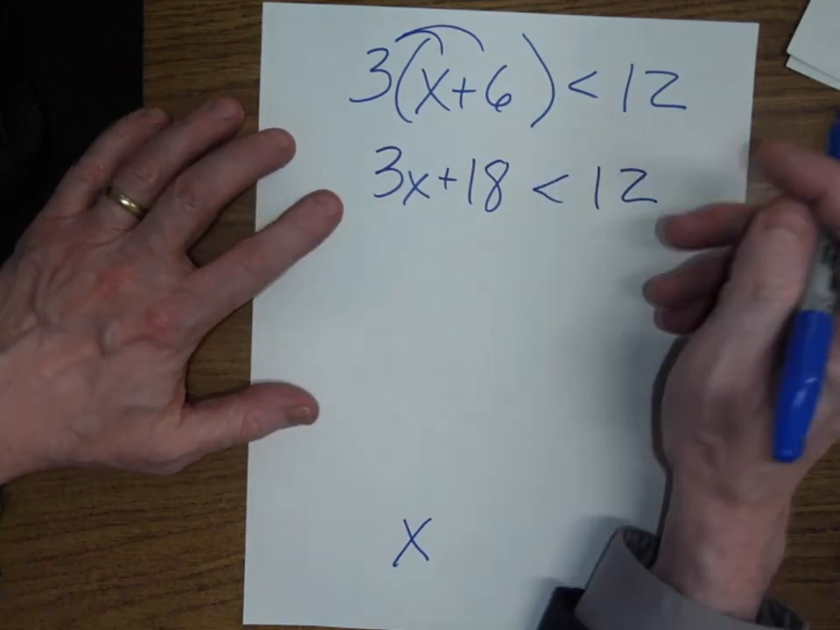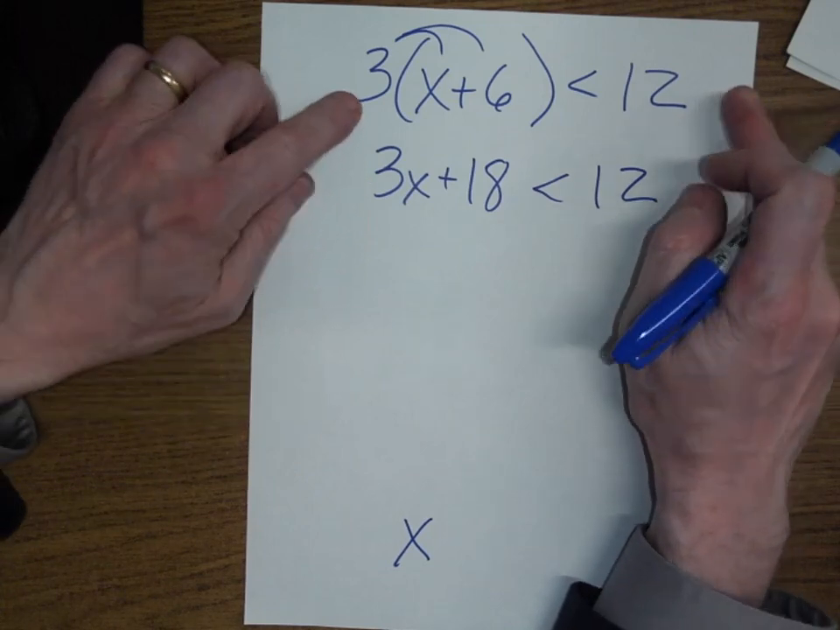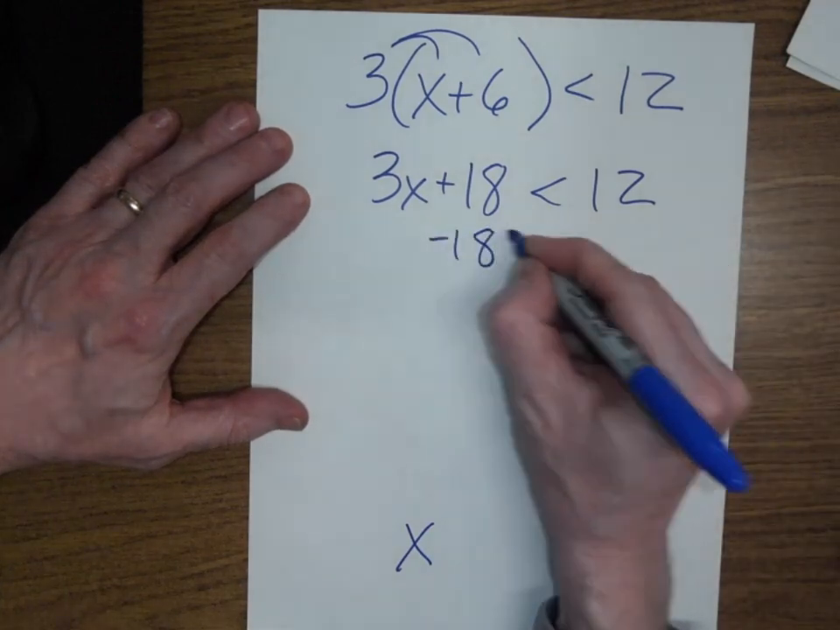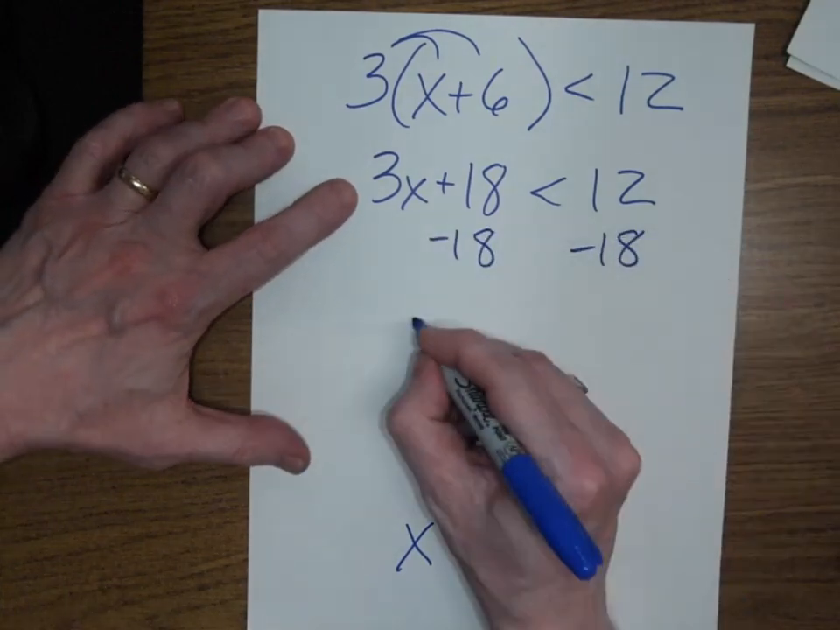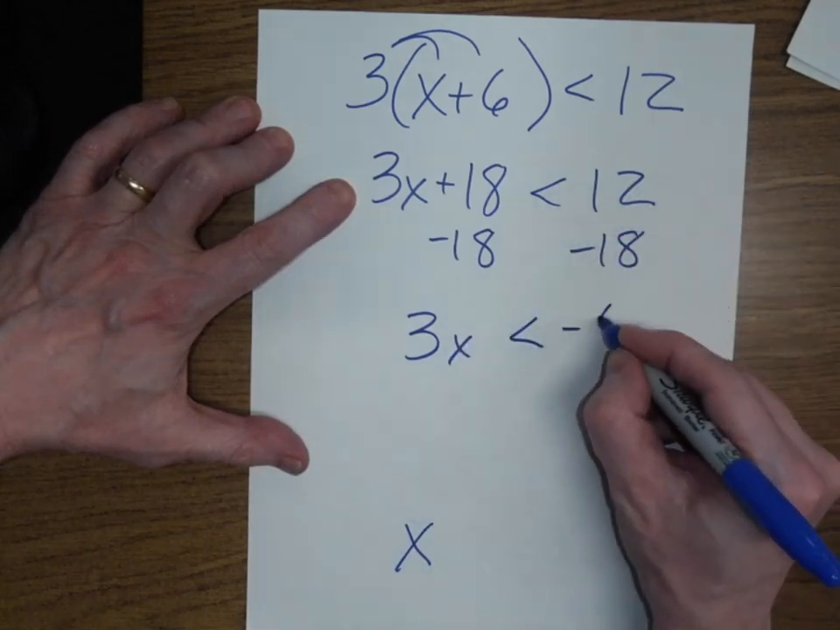And we say multi-step because this you'll recognize as a 2-step inequality. Multi-step just means there's more steps than we had before. So when you subtract off 18 from both sides, you're left with 3x is less than, on your calculator would give you -6.